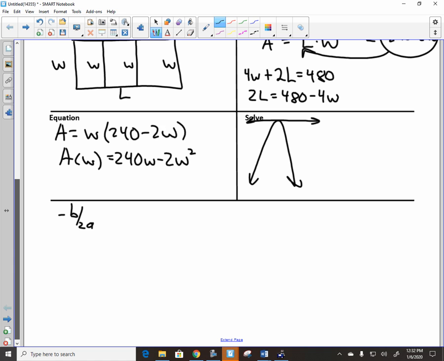That would help us to find the maximum. Well, now we say we don't really need to do this fancy stuff of negative b divided by 2a. Let's just take the derivative. What's the derivative of 240w minus 2w squared? And we're going to set that equal to 0. We're wondering, when is the slope 0? We solved it. We had 240 is equal to 4w, or 60 is equal to w.